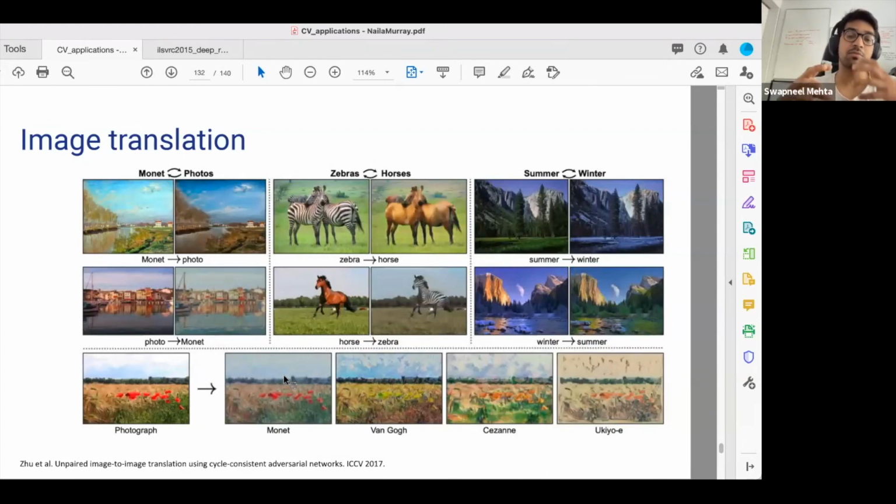So in image translation, the idea is, as you can see in these examples, to convert an image from one particular label to another, I guess. And so this also ties in with style transfer. So if you have a field and you want to convert it to a certain artist's style, then you want to maintain some aspects of the image and change the style. So you still want flowers, red flowers, to be there in the image, but you want to overlay a different style.